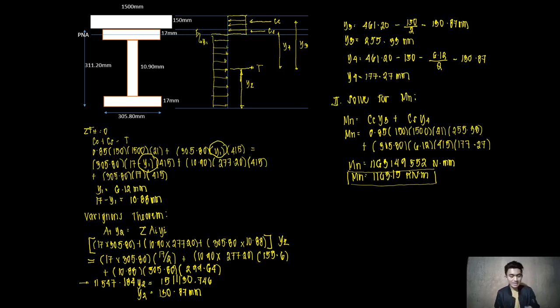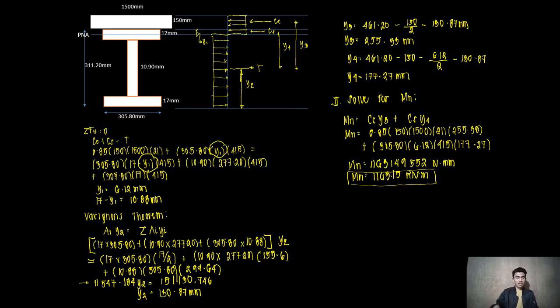So that is 1163.15 kilonewton meter. So let me change this one. This is supposed to be 150. So that is case number 2 now for plastic stress distribution method.